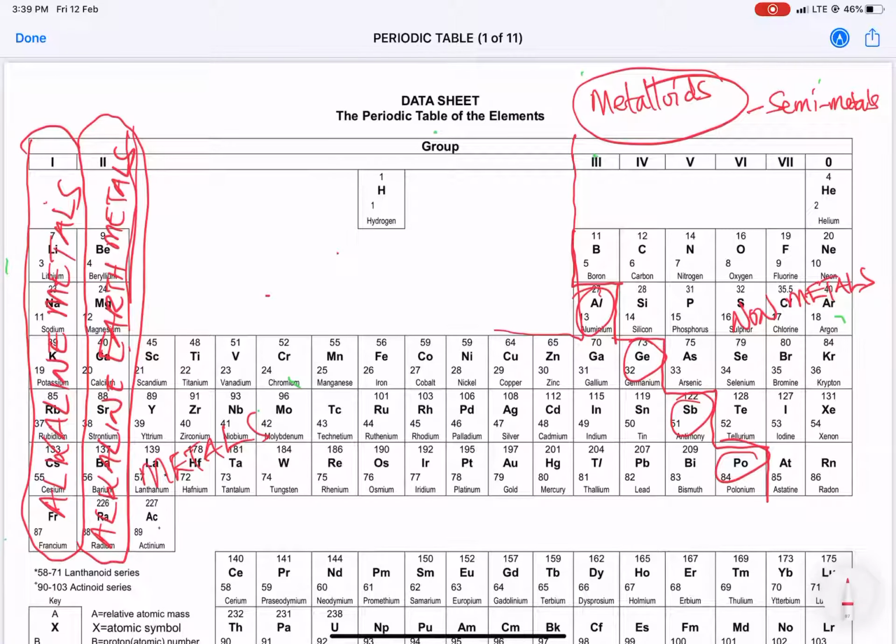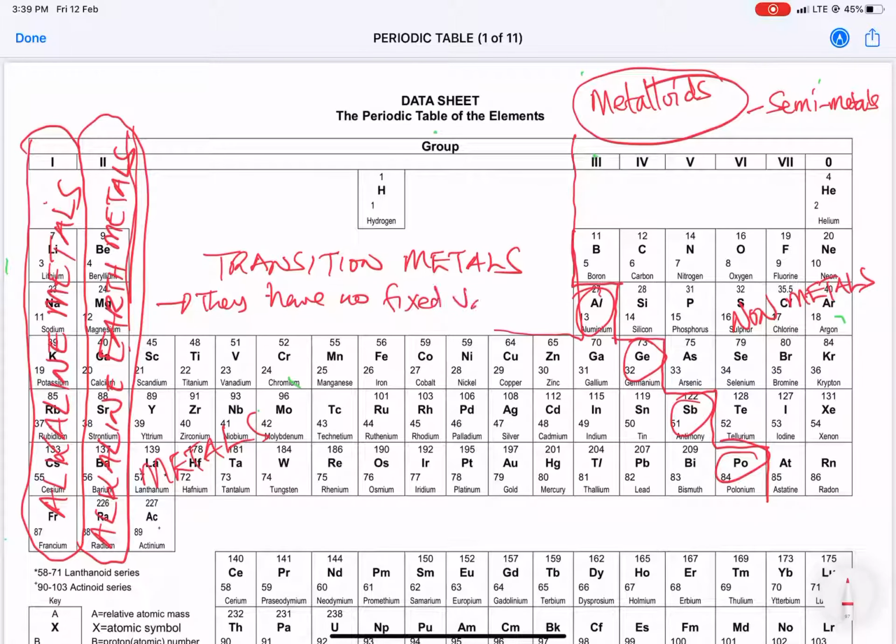Then, as you can see, between group 2 and group 3, we don't have a group here. These we call transition metals. They are called transitional metals or transitional elements. These metals have high density. They also have high melting and boiling points. So why are they not placed in a group? Because they have no fixed valence.